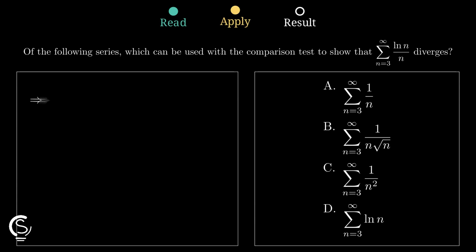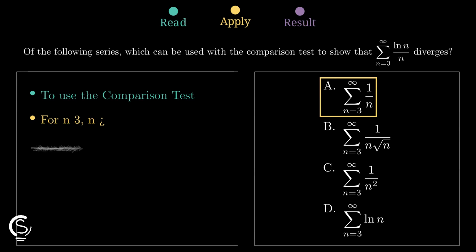Since the natural log of n is greater than 1 for all values where n is at least 3, our original fraction is strictly larger than 1 over n. That is key. Since the harmonic series 1 over n diverges, our larger series also diverges. Option A is the correct choice for this comparison test.